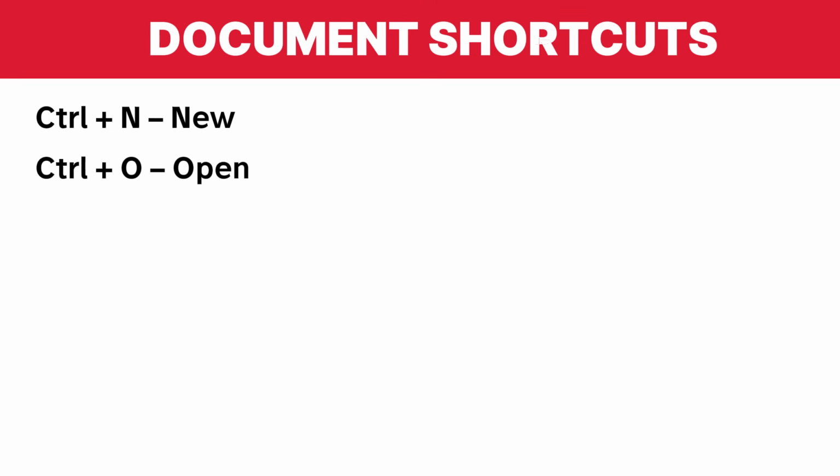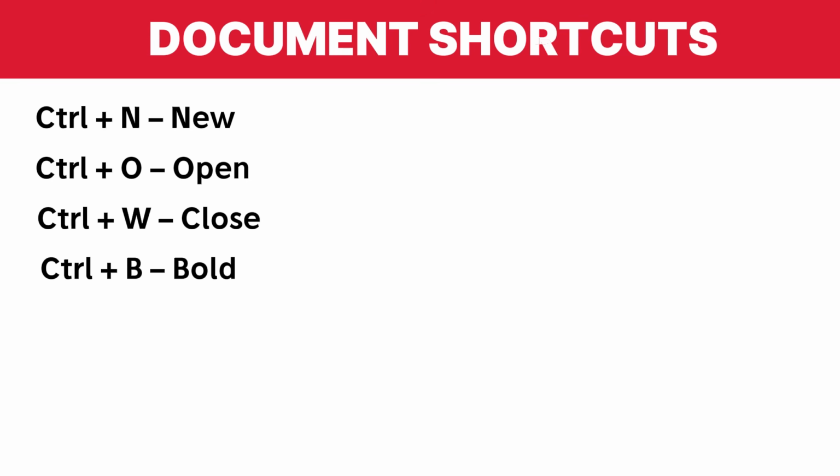Ctrl O. Open. Press Ctrl O to open an existing file or document. Ctrl W. Close. Press Ctrl W to close the current document or window in many applications. Ctrl B. Bold. Want to make text bold? Select the text and press Ctrl B.